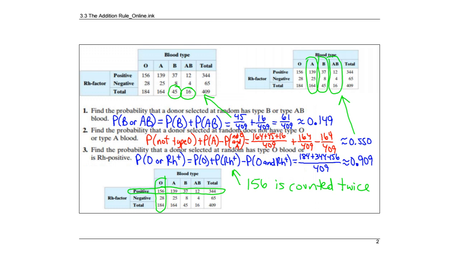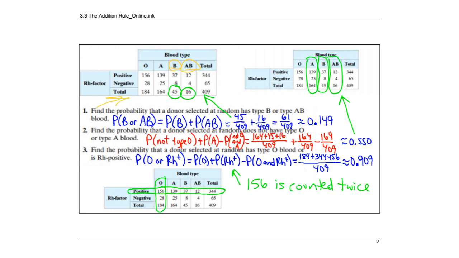The first one is find the probability that a donor selected at random has type B or type AB. So let's go up to the top left-hand corner here. I want type B or type AB. These are mutually exclusive. There's nothing in common because they're in different columns and because you can't be both. You can't be B and AB. You're one or the other.